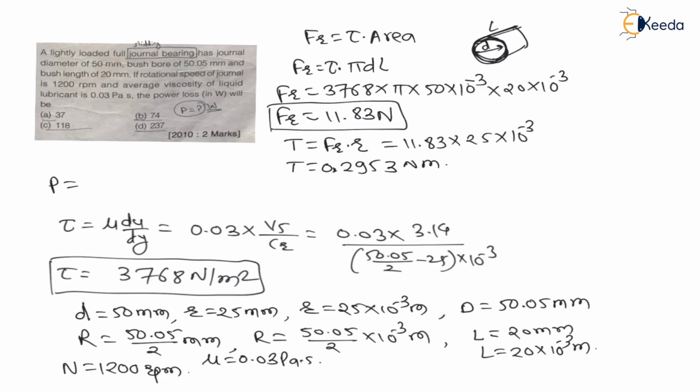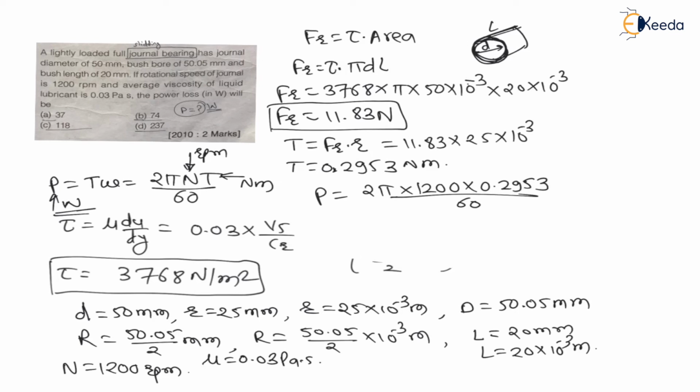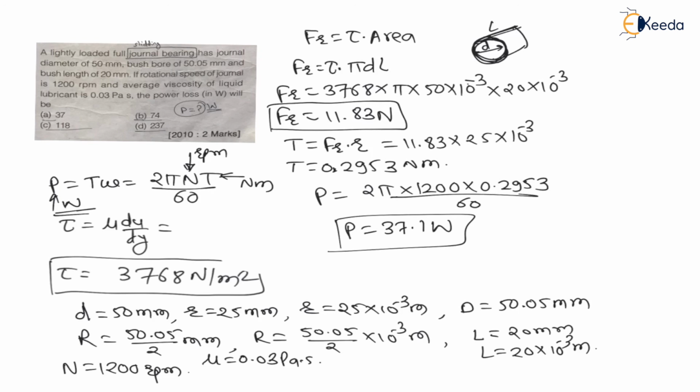Now the question is to find the power loss. Power loss is torque into omega, which is 2 pi NT upon 60, which we have already seen. N is rpm, revolutions per minute, torque in Newton meter, then power you will get in watt, right? Therefore put the values. Power is equal to 2 pi N, where N is given as 1200 rpm, into torque calculated as 0.2953, divided by 60. Now let us solve for power loss. The answer you will get is P, power loss, equal to 37.1 watt.